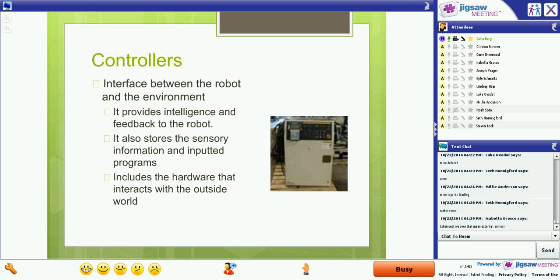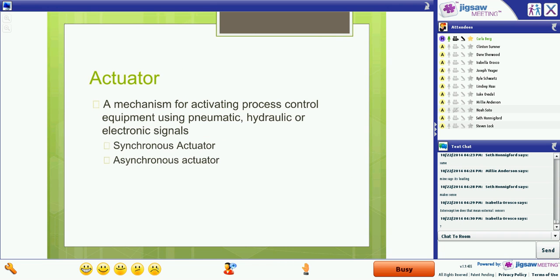All right, very good. Basically, this is the computer component of your robot. The next part of a robot is the actuator. Now, the actuators are a mechanism for activating a process control equipment using either pneumatic, hydraulic, or electronic signals. And there's two types. There's a synchronous actuator and an asynchronous actuator.